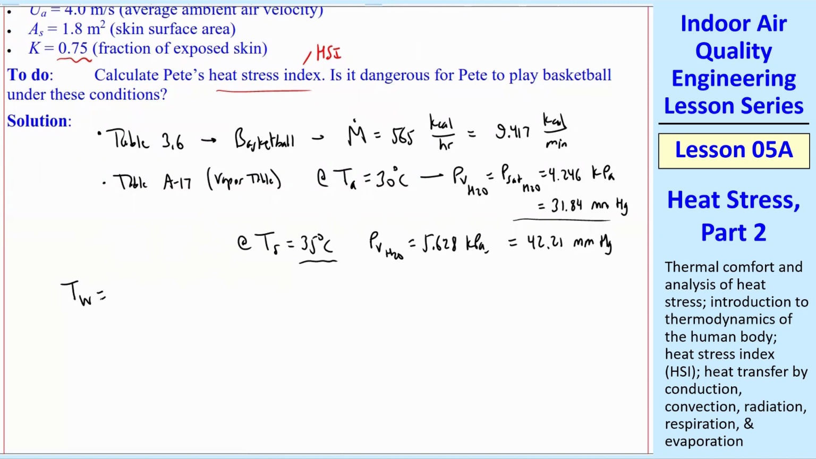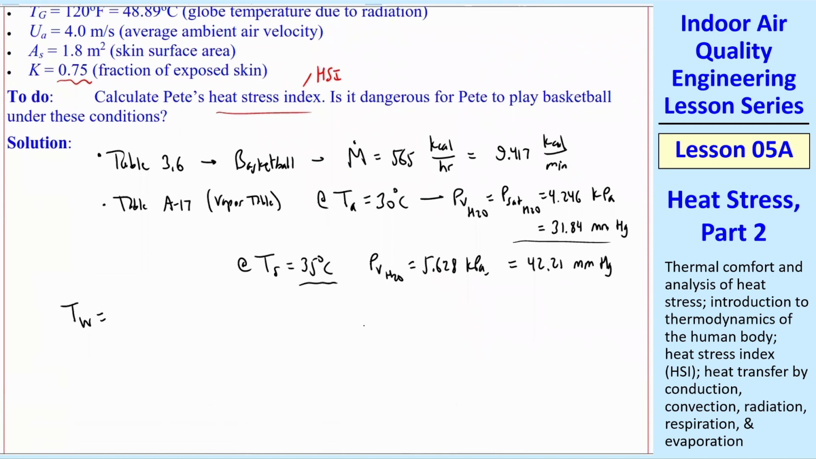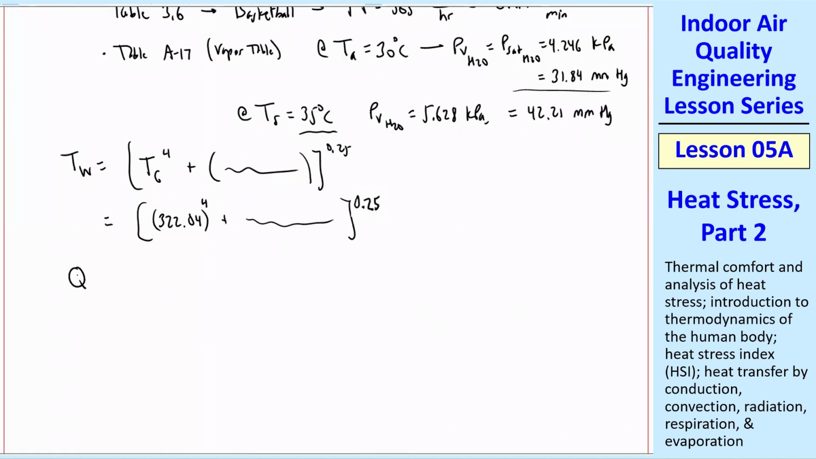At this point, I'm not going to do all these calculations and spell them all out. All we're doing is plugging into all these equations up here. So I'm going to first calculate the radiation by calculating TW and then putting it into here. And I don't want to bore you with all these tedious calculations, but I'll do one of them just to show you all these temperatures have to be in K. So TG to the fourth plus all this stuff raised to the 0.25, 322.04 to the fourth.